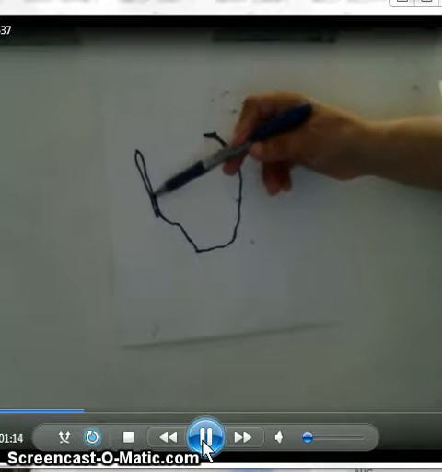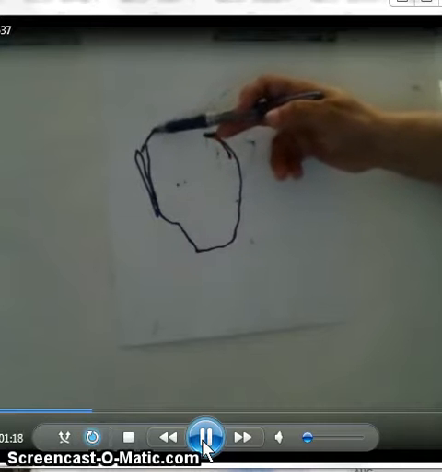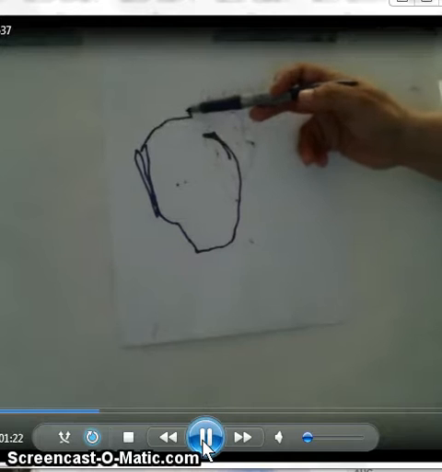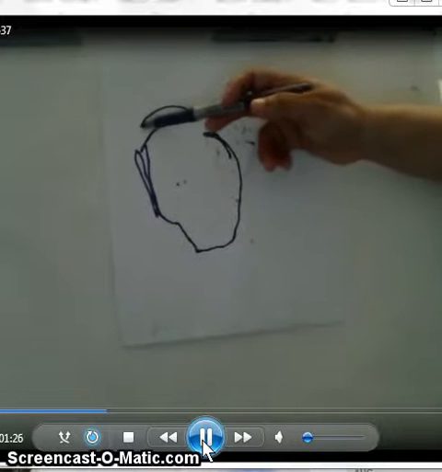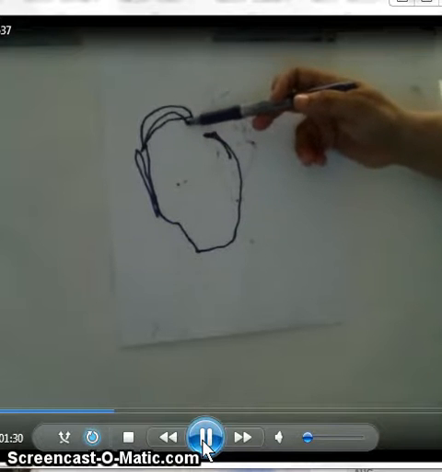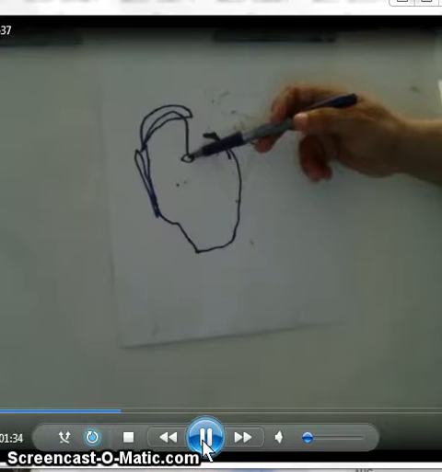But your activity will be to do 3 blind contour drawings. So that means that you need to find a friend or a family member and have them sit for you. You will then look at them and do a drawing of them, but you cannot look at your paper.